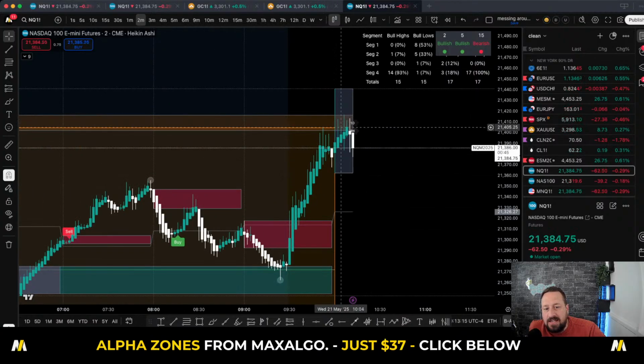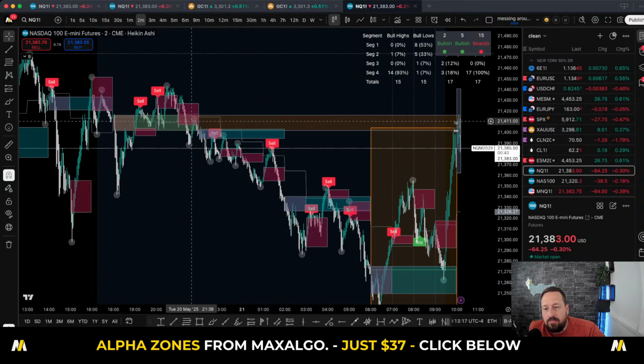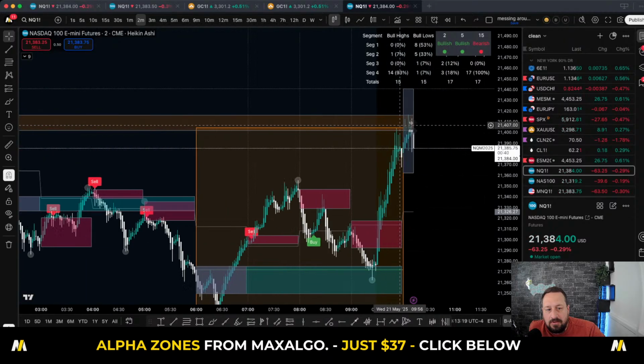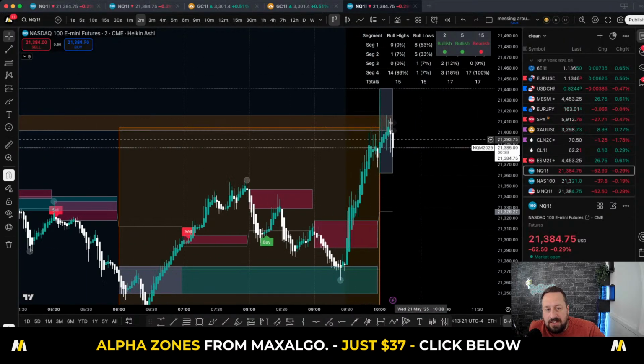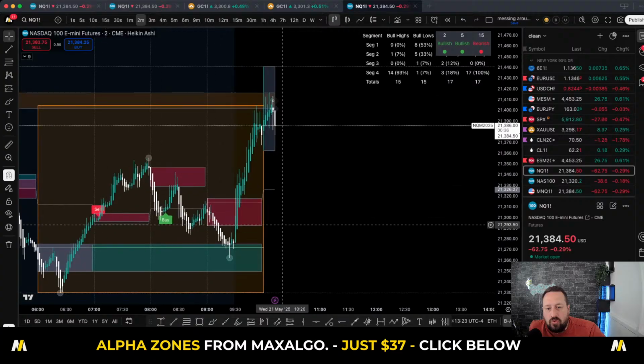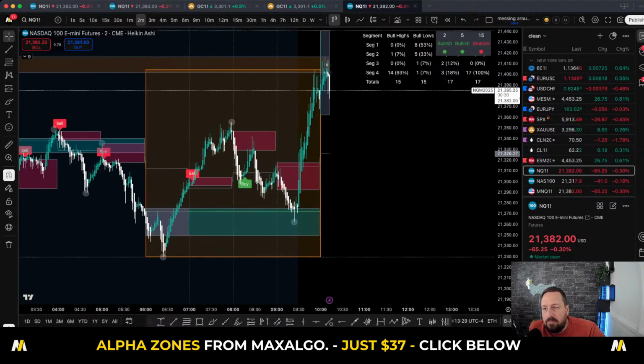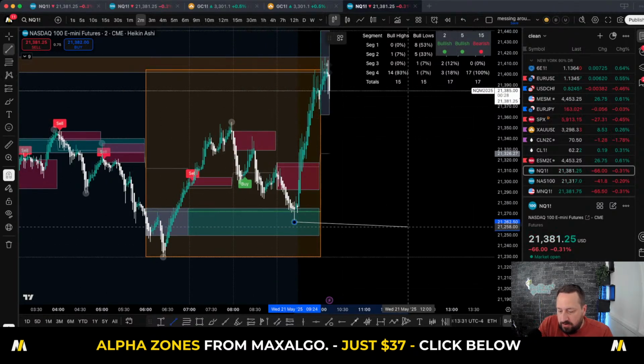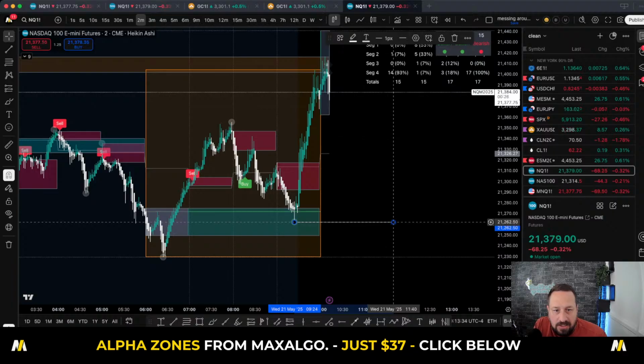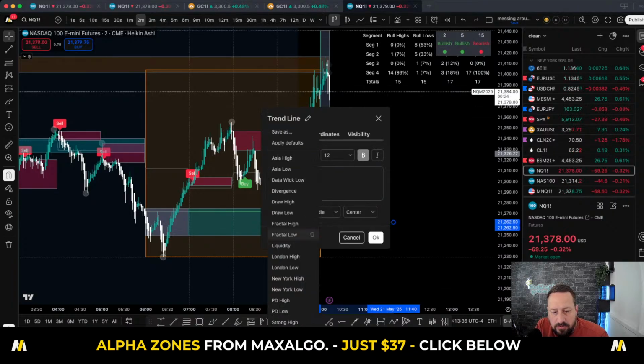Beautiful rejection off the daily. Right, come up to our daily level, and we start rejecting off our daily level. So our draw has already been taken. So our previous hour and 4 hour high has already been taken. So let's add on some of these levels. This will be one of the next things that we work on is our levels. So we've got our draw low.